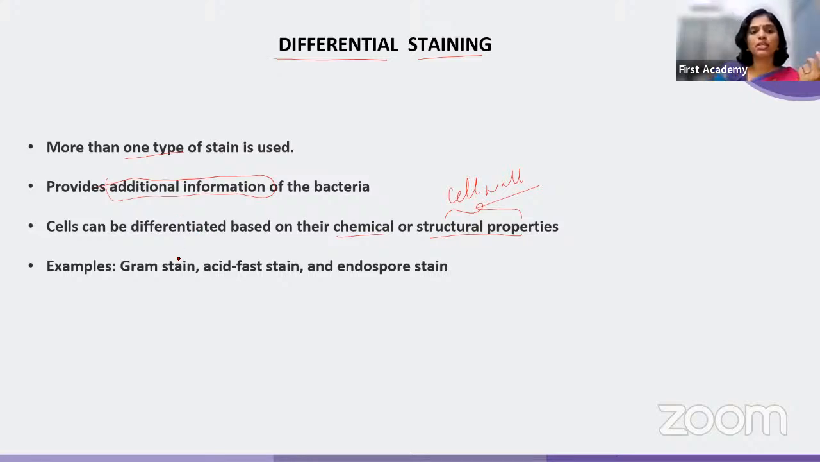So what are the prominent types of differential staining? Gram staining, acid-fast staining, endospore staining. These are the three prominent types of differential staining, out of which we regularly use gram staining and acid-fast staining. When it comes to research purposes, when you're studying a bacterium, we generally use gram staining. Diagnostically, if you want to know particularly whether the sample has a mycobacterium infection or not, then we use an acid-fast stain.